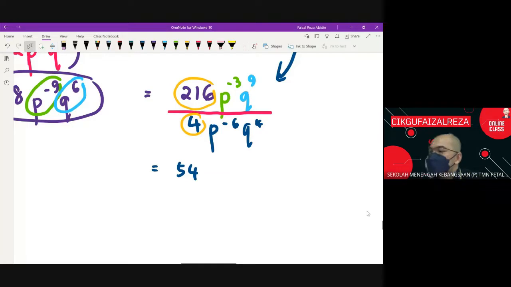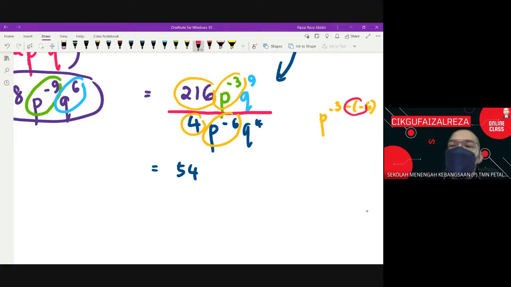Negative 3 minus negative 6. So what do you get? You are going to solve this one. Negative 3 over here and negative 6 means what? It means this one is minus with negative 6. So what happens here? Plus, so you are going to get p 3, isn't it?